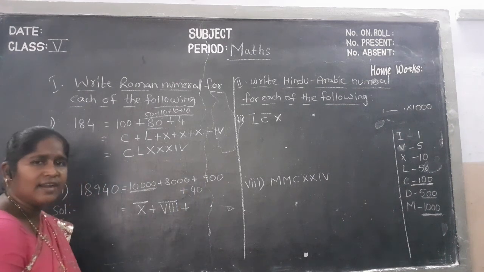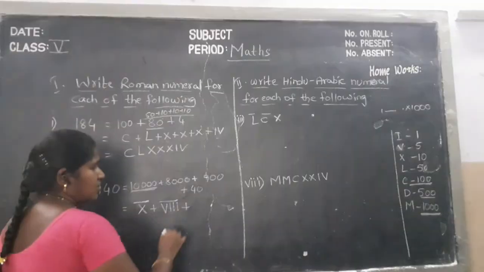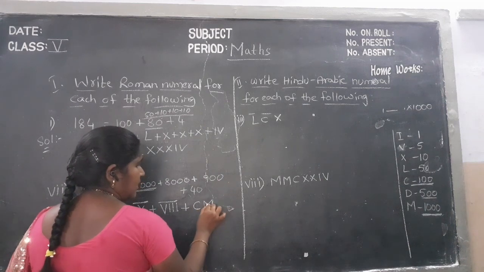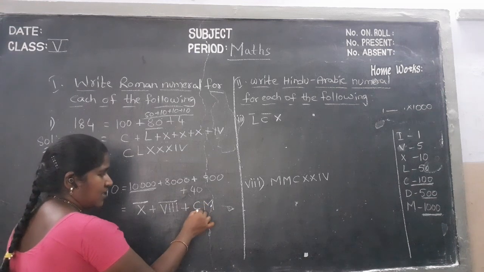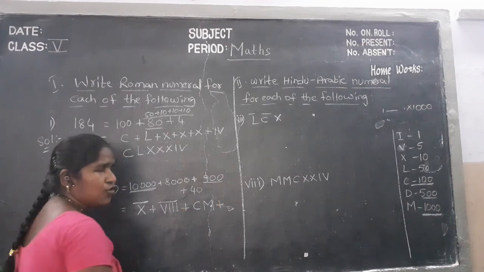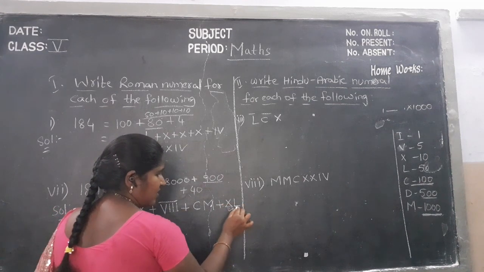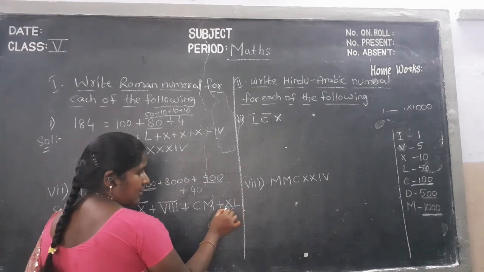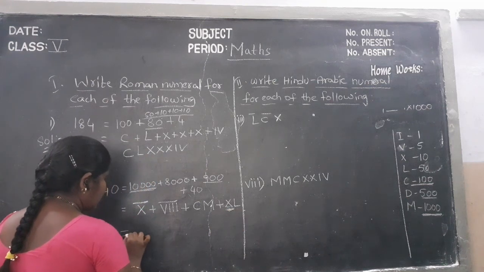How to write 900, children? We should subtract 100 from 1000. So that means CM. M means 1000, and we should write C on the left side. That means CM. CM means 900, plus 40. How to write 40, children? XL. L means 50, subtract 10 from L. 10 is on the left side of the greater number, XL. So what is the answer, children?